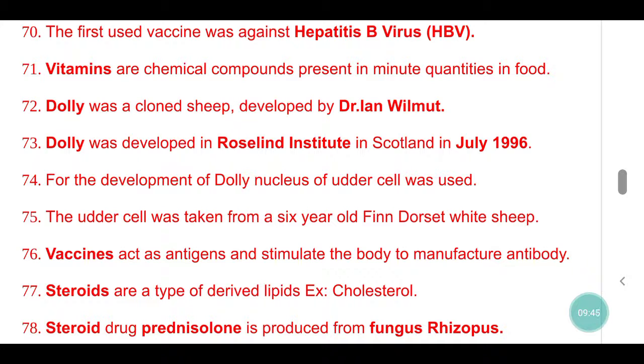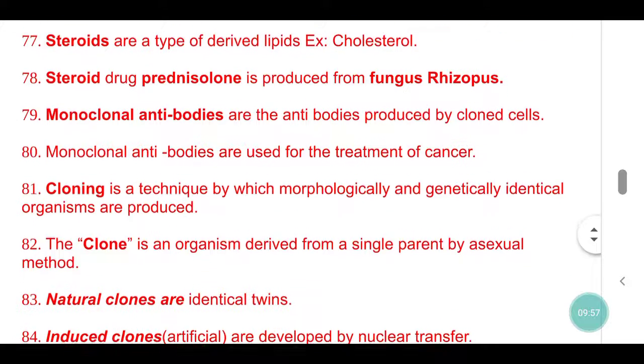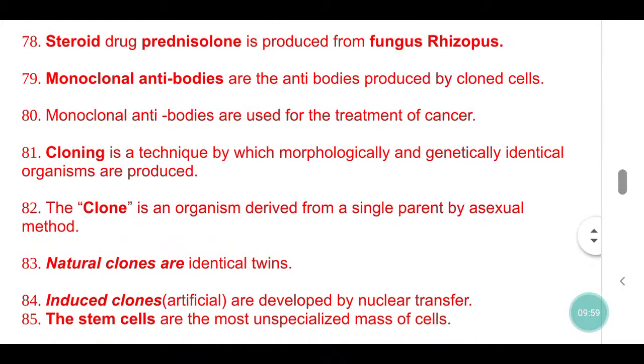Vaccines act as antigens and stimulate the body to manufacture antibodies. Steroids are a type of derived lipids, for example, cholesterol. The steroid drug prednisolone is produced from the fungus Rhizopus.